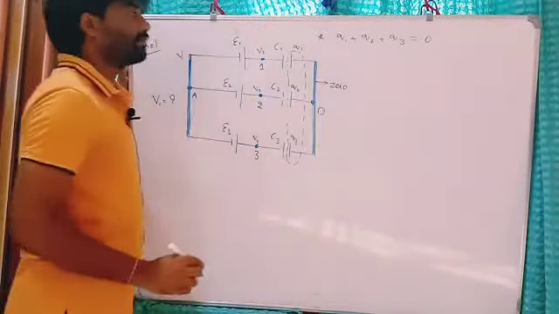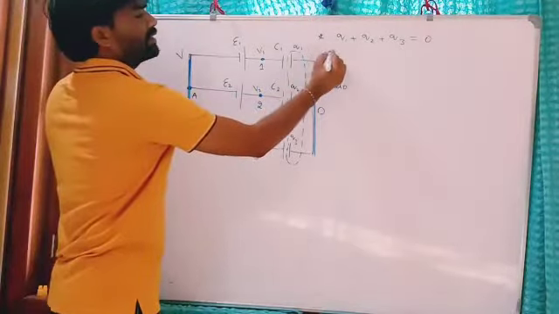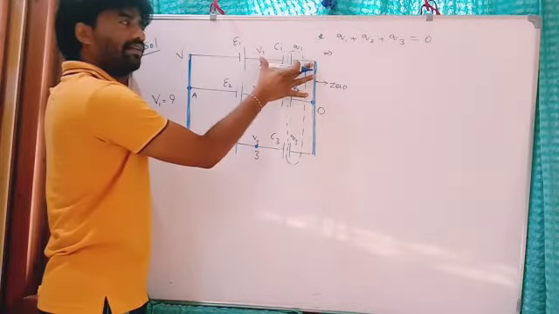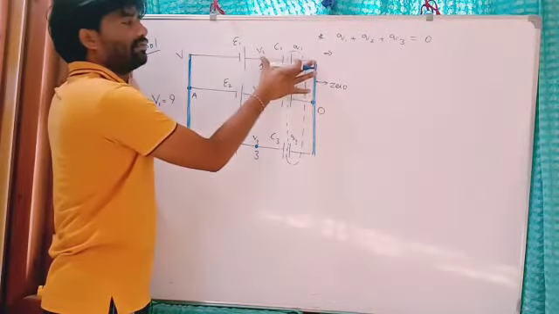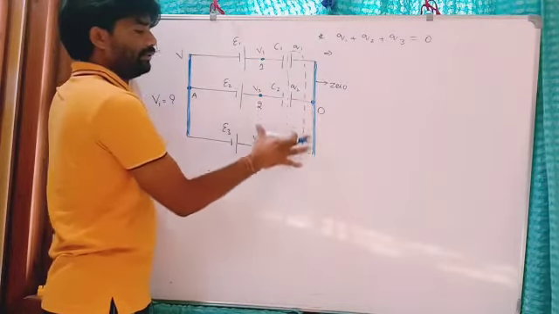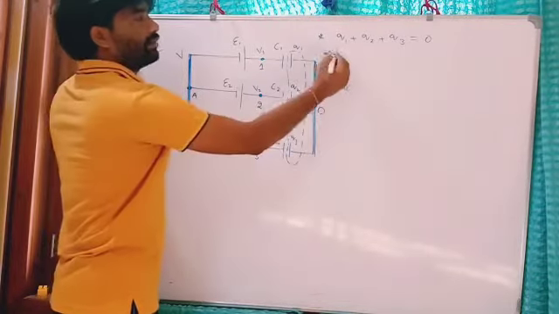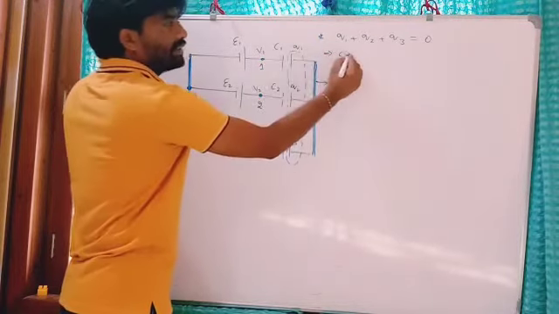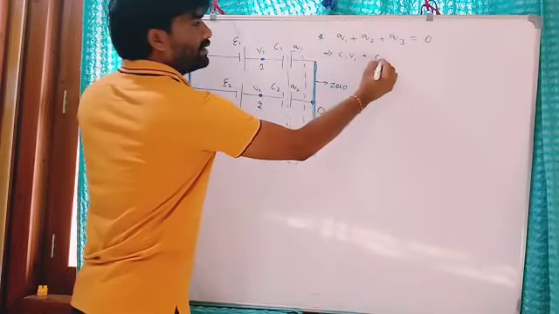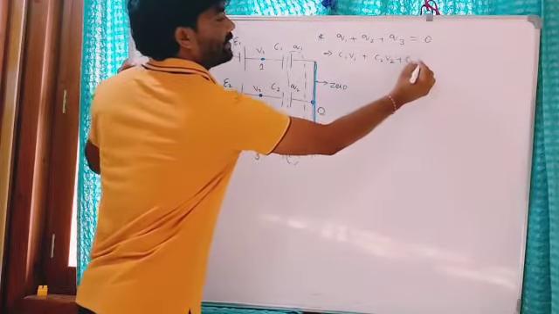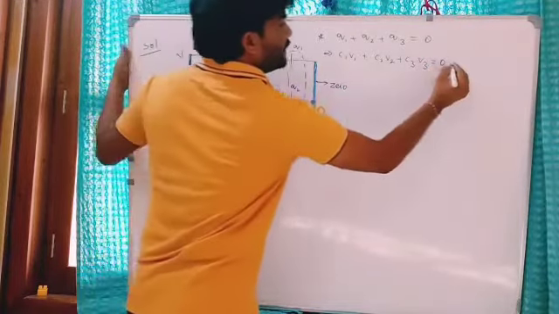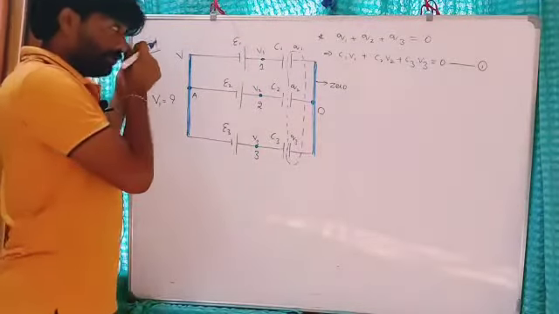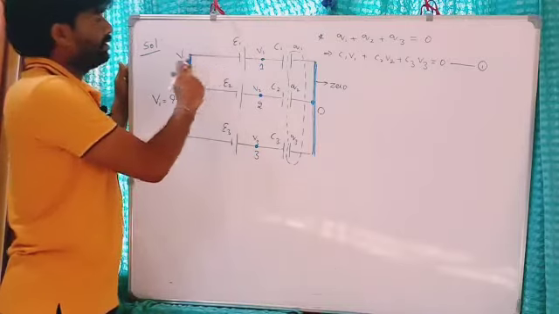Is it clear? Now here you can write the charge on the first capacitor. Here the potential is 0, here the potential is V1, so the potential difference is V1 only. The potential difference across the first capacitor is V1, here V2, this is V3. So now you can write the charge on this first capacitor as capacitance into potential difference. Similarly here C2 V2 plus C3 V3, and this is equal to 0. Let it be equation 1.